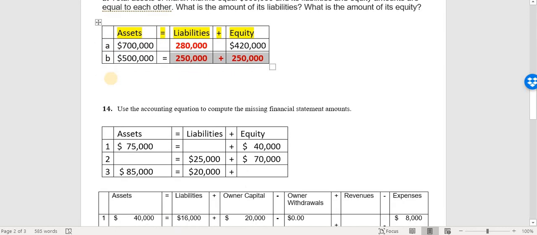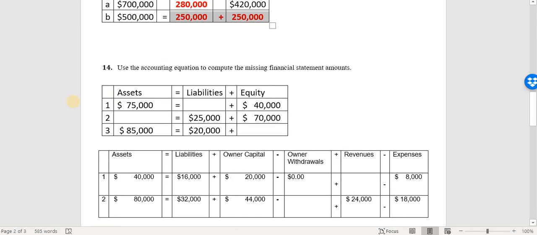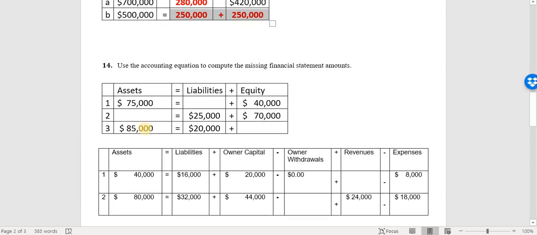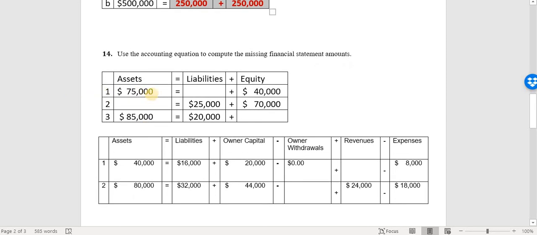Number 14. Use the accounting equation to compute the missing financial statement amounts. Okay, so let's see. If assets are 75 and equity is 40, something must go here that when you add to 40, you get 75. I think that's 35, isn't it? 35 plus 40 is 75,000. There you go. How about the second one?